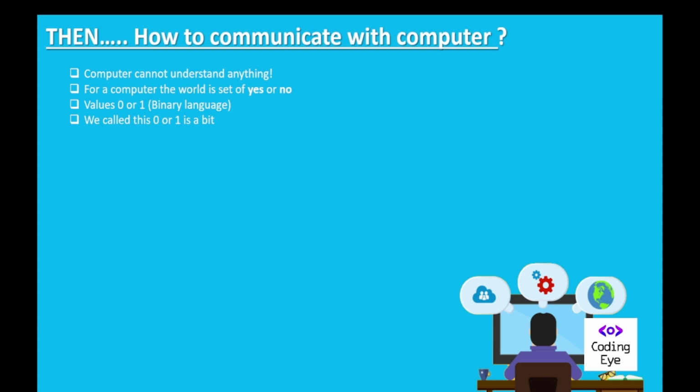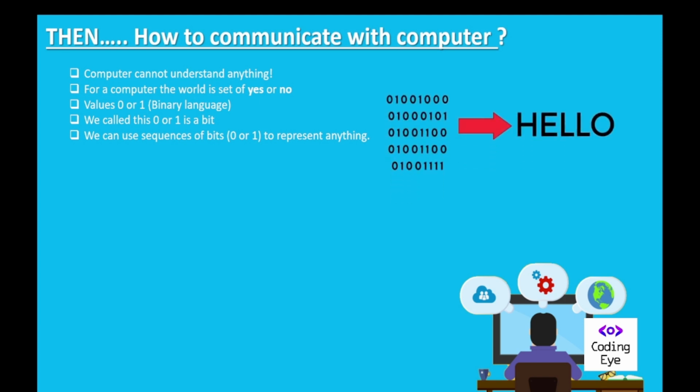And this sequence, or the combination of these two, we call the binary language of the computer world. Also, we can use these sequences to represent anything. Let's say if you want to represent hello to the computer, this is how the computer will translate this hello. This is a combination of 0s and 1s. If you give this combination, the computer will understand, okay, this guy is saying hello to me.